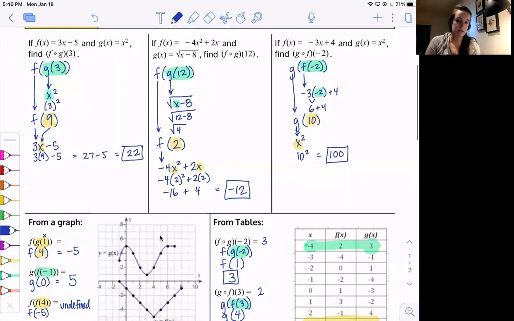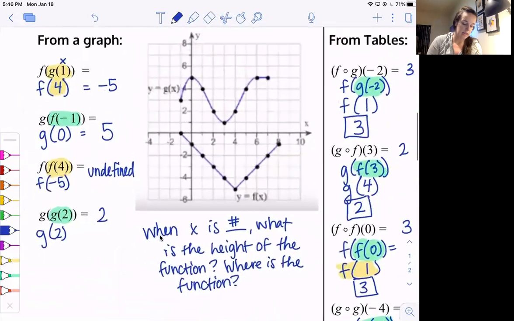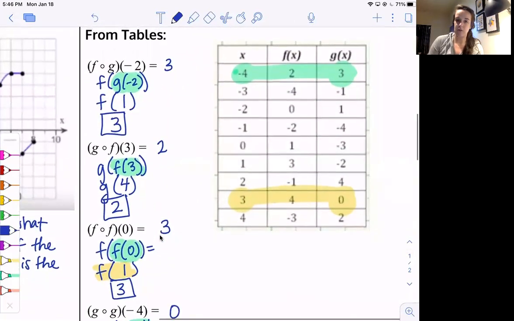So today we learned about plugging into equations, plugging in and locating them on a graph, and using a table to find them.